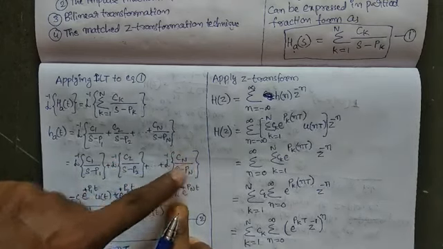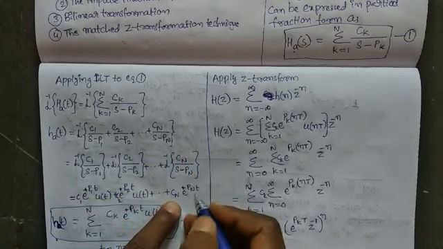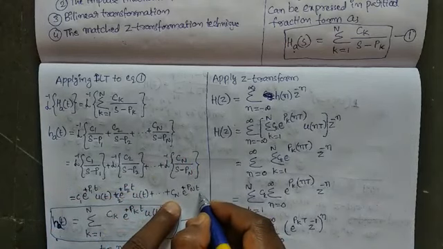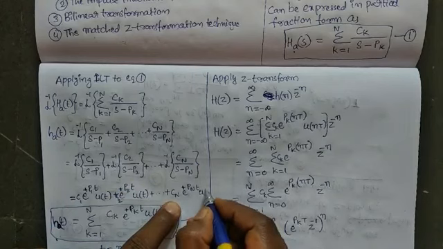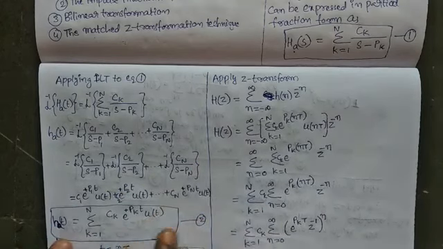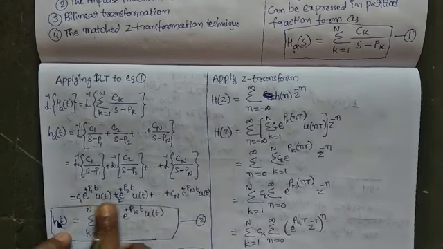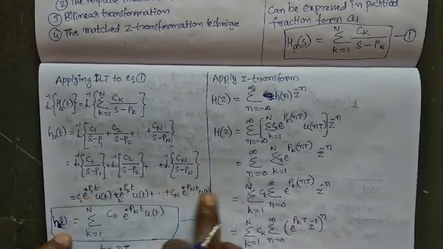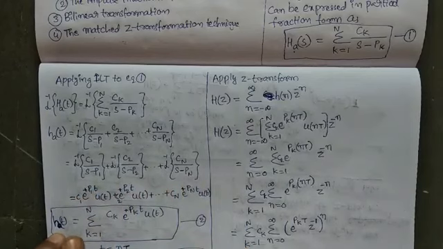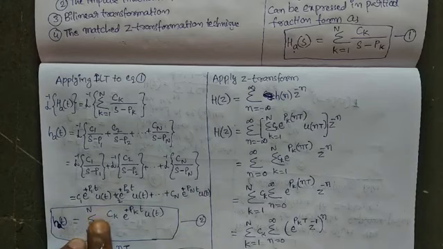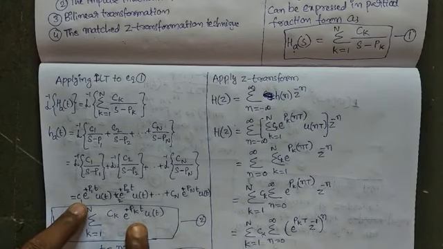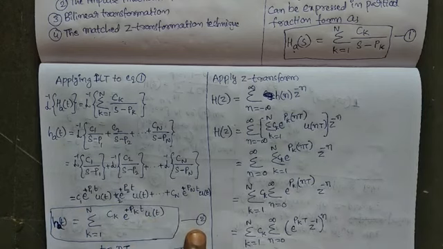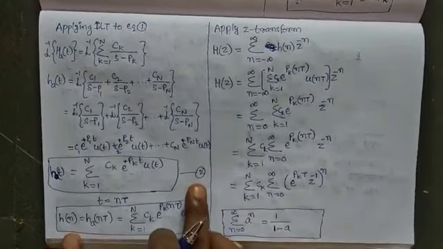The inverse Laplace transform of the last term is cN into e power pN t u of t. Here we are writing this in summation form. This in terms of summation: ha of t is equal to summation k equal to 1 to N ck e power pk t u of t. I am taking this as equation 2.